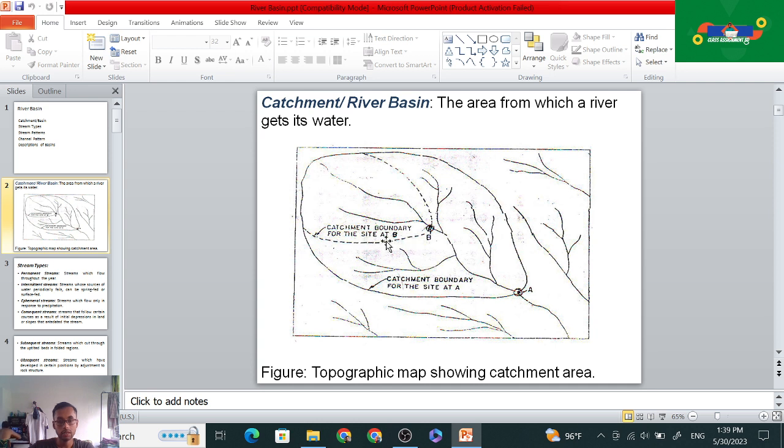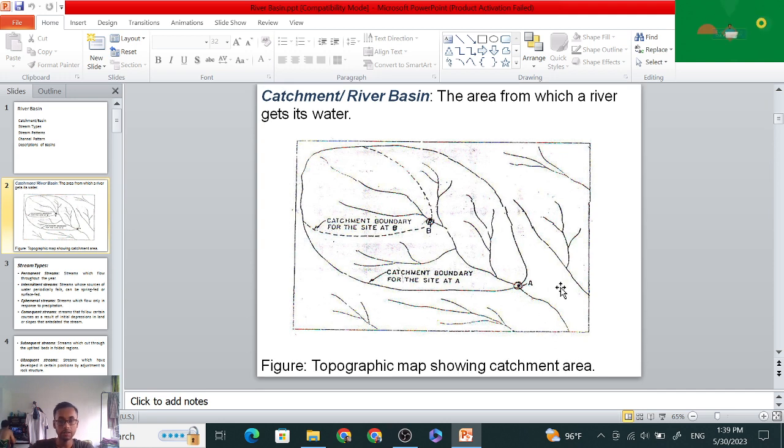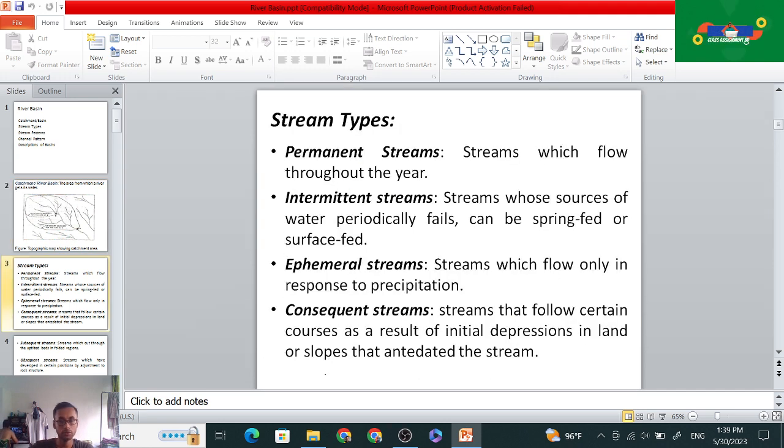So this is the catchment boundary from side B. This is the catchment boundary, and for site A, this is the catchment boundary. Total this area is the catchment area or the river basin. This is the topographical map which shows the catchment area.